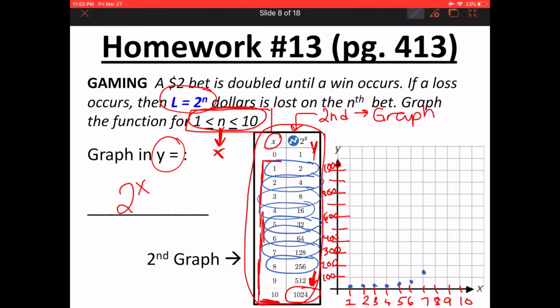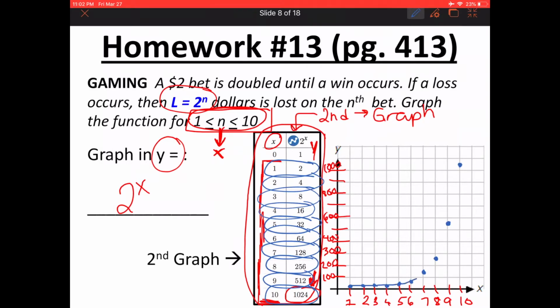I go to 8, 256. And notice now I'm getting much larger, much faster. And that's why we call it exponential growth. You grow very quickly. Now I'm going to graph my next point, 9, 512. And so notice now I am all the way up here. And then my last point, 10, and then 1024, is going to be way up there.